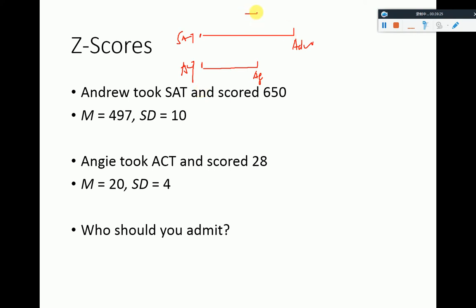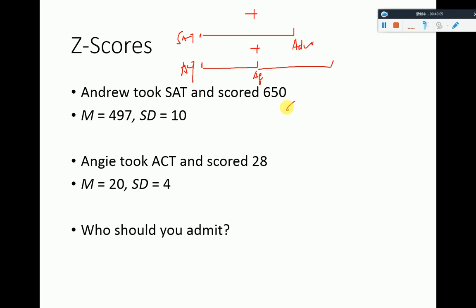So, the positive distance. If Andrew is way above the SAT mean compared to how far Angie's score is above the ACT mean, that means Andrew is the better applicant. But if Angie's score is way above the mean compared to Andrew's score relative to the SAT mean, then that will mean Angie is the better applicant. So again, we're converting these two scores, 650 and 28, to two distances from their own means. Okay, so that means we're calculating z-scores.